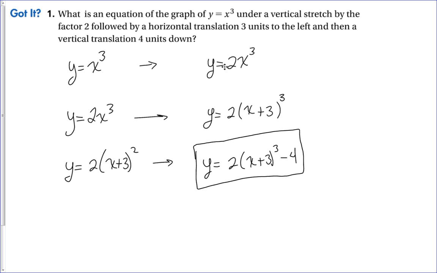So vertical stretch by factor 2, you take it, you multiply it by 2. Then you start there. Horizontal translation 3 units to the left. Remember, horizontal translations, you have to directly affect the x. And to the left, it's a plus 3. So parentheses x plus 3, you're directly affecting the x. You still have your 2, and you still have your cubed. So now you start with that one, and then it says a vertical translation 4 units down. So you take that, and for a vertical translation, you add or subtract directly to it. Since we're going 4 units down, we're subtracting 4 from the whole thing. All right? That's pretty much all there is to that.